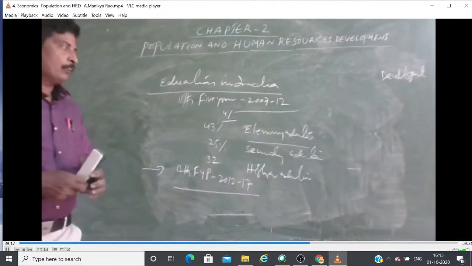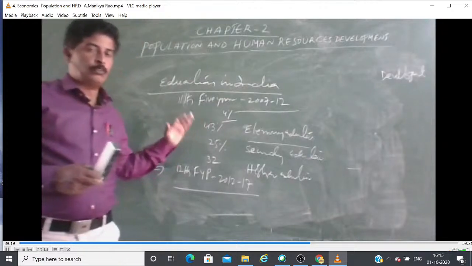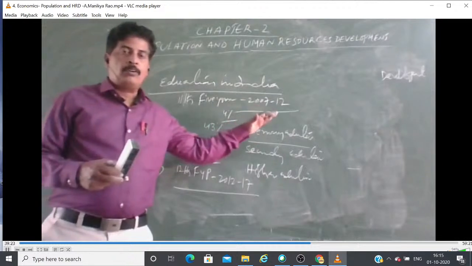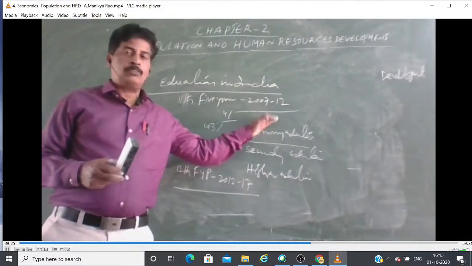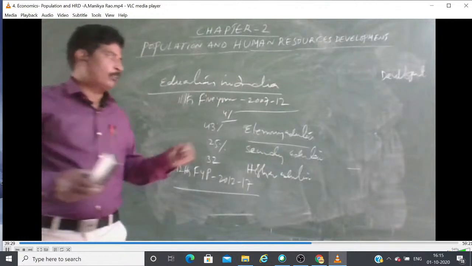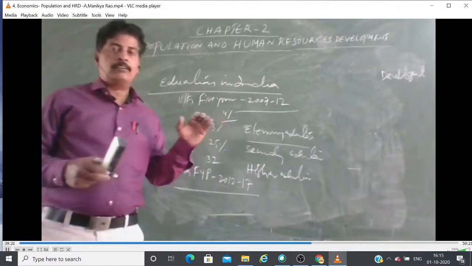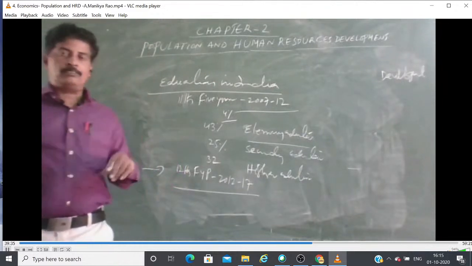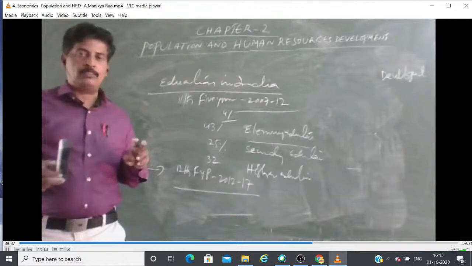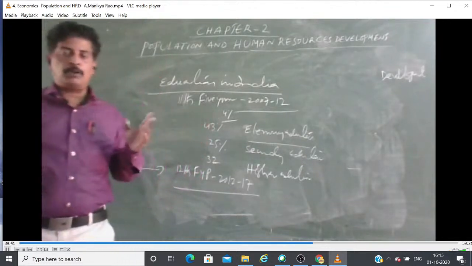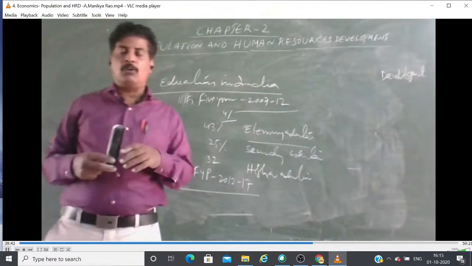So during the 11th and 12th Five-Year Plans, allocations and expenditure on education are very enormously high. Therefore, we can say that the 11th Five-Year Plan is an education plan during Manmohan Singh.